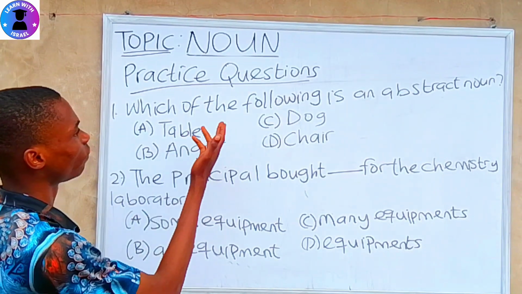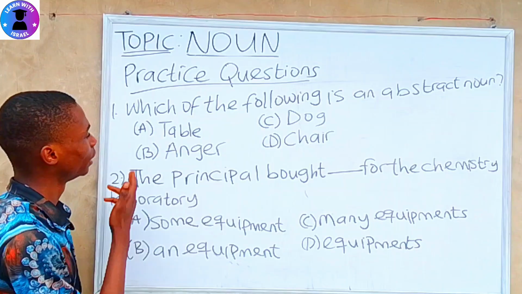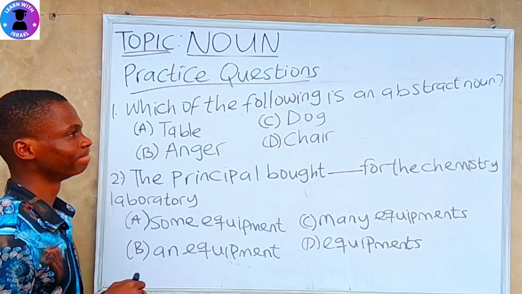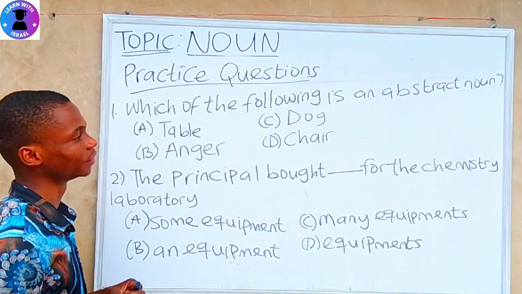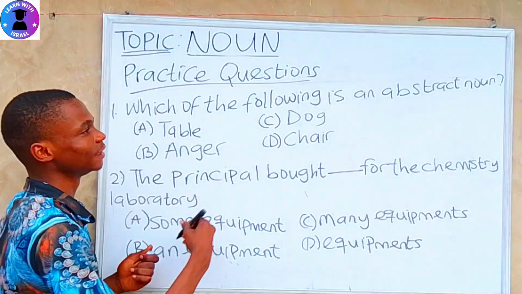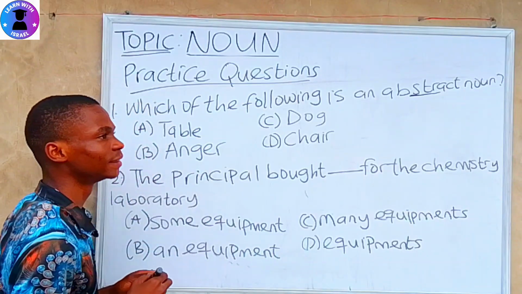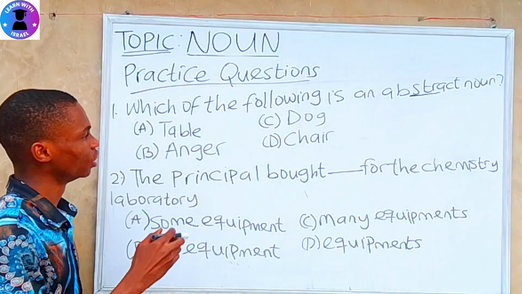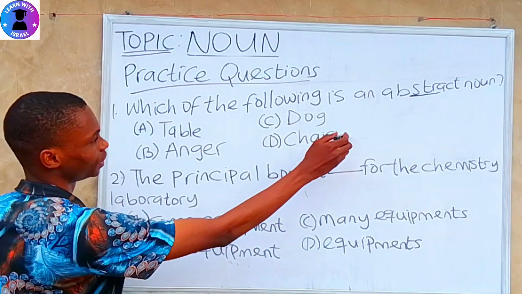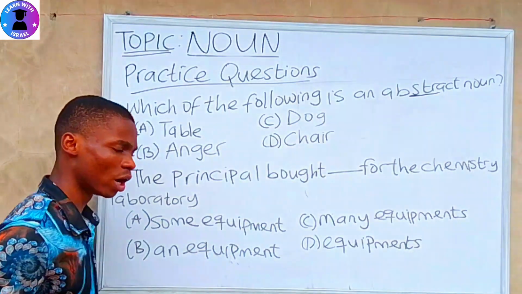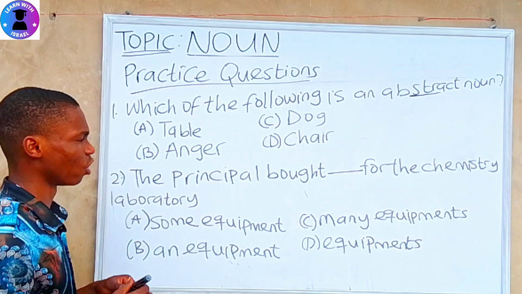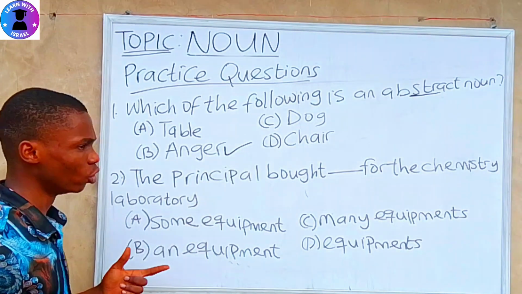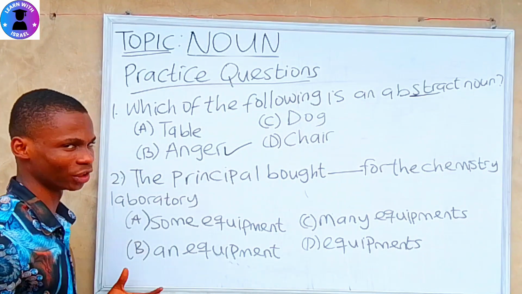Question 1. Which of the following is an abstract noun? A. Table. B. Anger. C. Door. D. Chair. So drop the answer in the comments. An abstract noun is what we cannot see or touch. We can see table, we can see chair, and we can see dog. The one we cannot see or touch is anger. Anger is a feeling, so you cannot see anger and you cannot touch it.